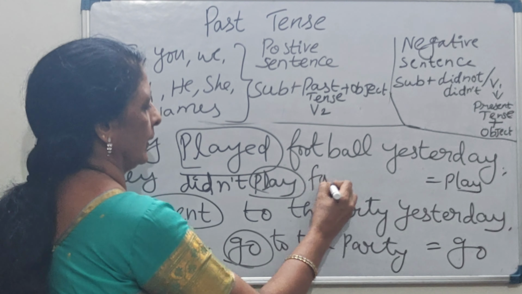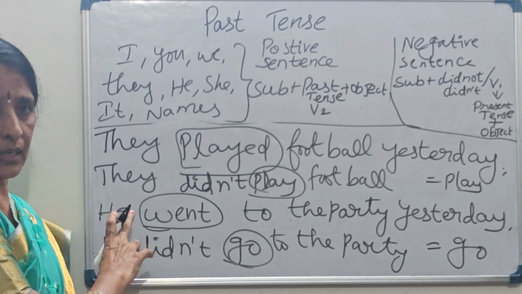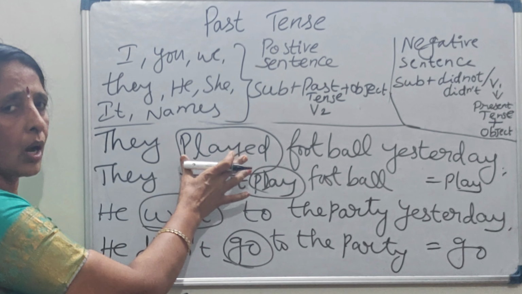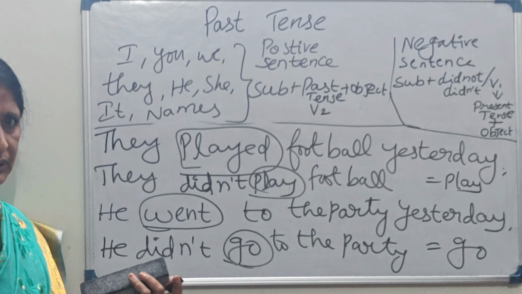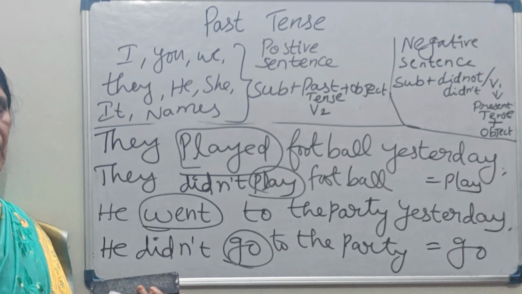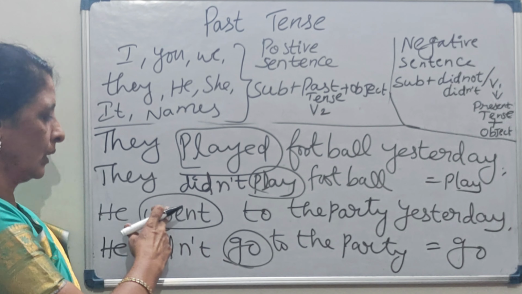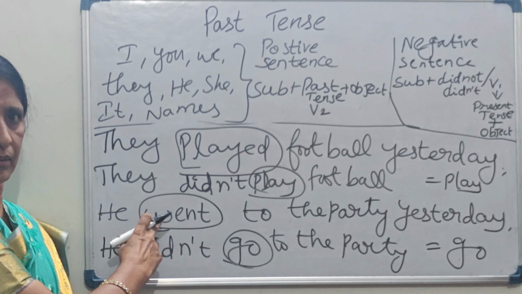He played football yesterday. He didn't play football yesterday. Can you understand what this is? First, you should know past tense. First, we have to write the subject. Then, if you want to speak or write in past tense, you have to use these past tense words. Okay. Play, played, went, like that.